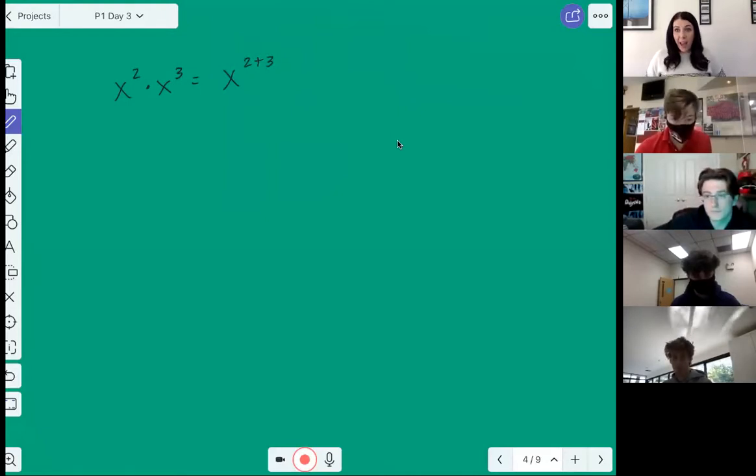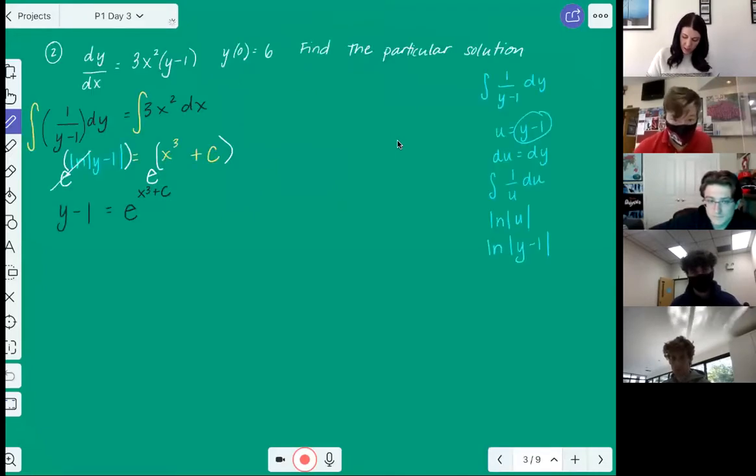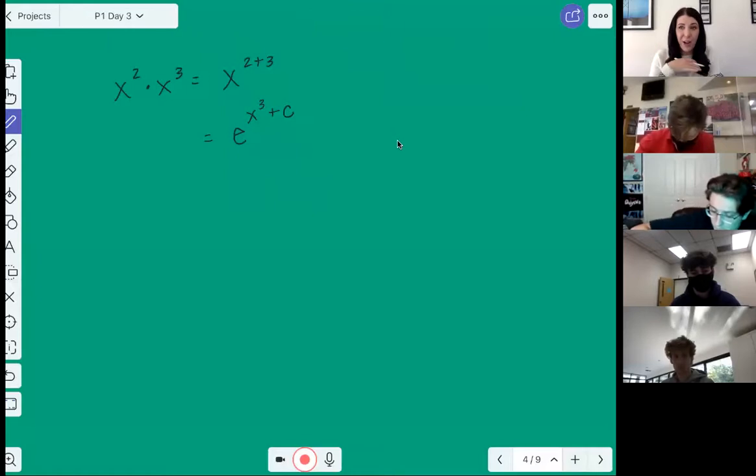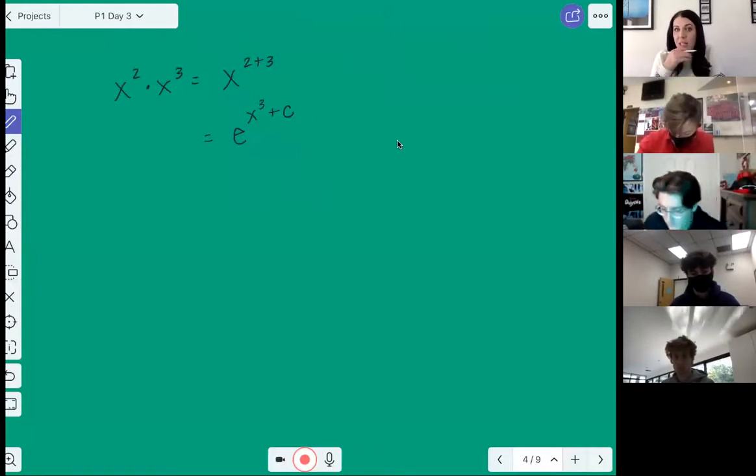Now, if I have something like e to the x cubed plus c, what would that be equal to? So essentially I'm working backwards. Using the same logic, and I would write this down because this helps you make this connection on this super necessary step on a very common problem. Shirag, what would that be equal to using the same logic? If x squared times x cubed equals x to the 2 plus 3, what would e to the x cubed plus c be equal to?